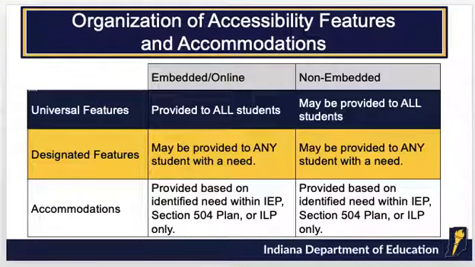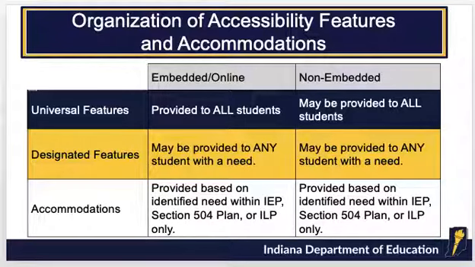All accessibility features and accommodations are divided into three groups: universal features, designated features, and accommodations. Within these groups are two subgroups: embedded supports, which are provided by AIR's testing platform, and non-embedded supports, which cannot be provided by the platform and must be delivered by the local school. Notice that universal embedded features are automatically provided to all students.